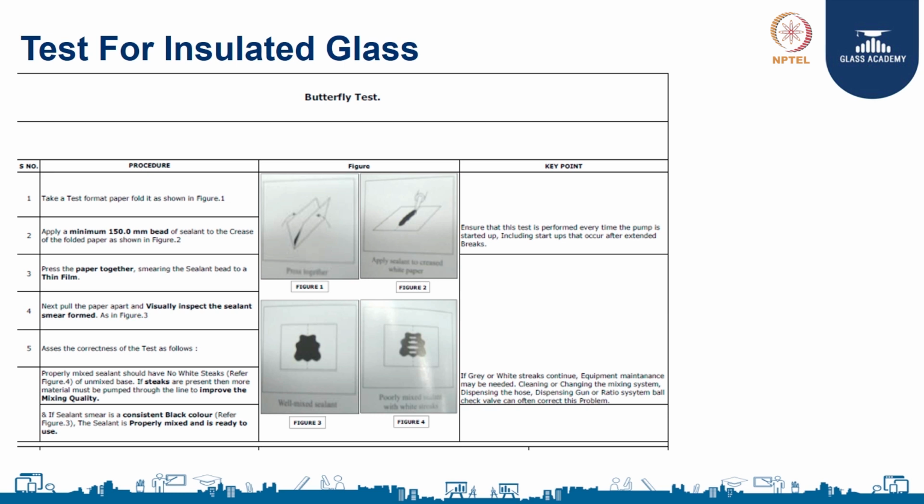So, you can see in the table there are figure 3 and figure 4. In one you can see complete black, and in figure 4 you can see there are white patches. If figure 3 appears when you open the paper, then your mixing is proper. Figure 4 shows white patches, which means the mixing homogeneity is not there. So, you have to remix it again.